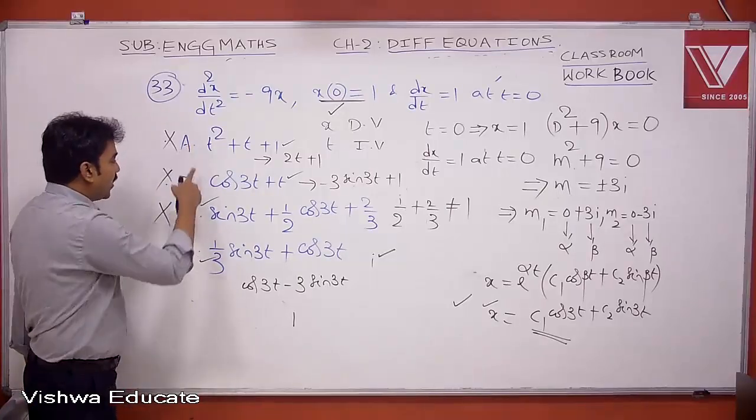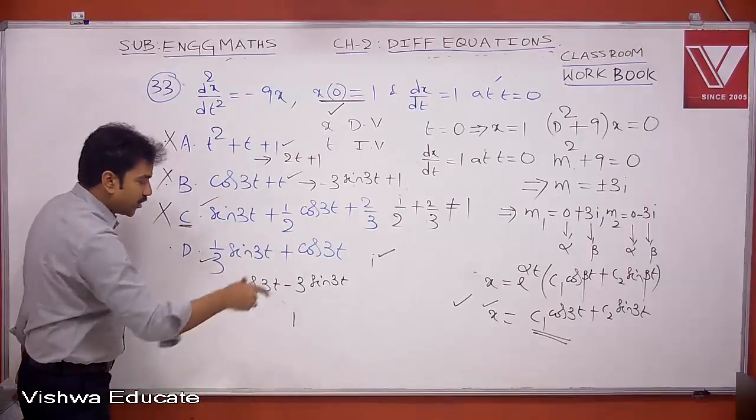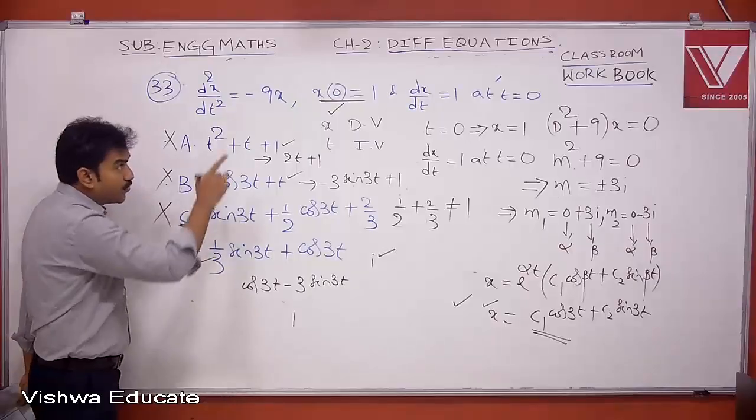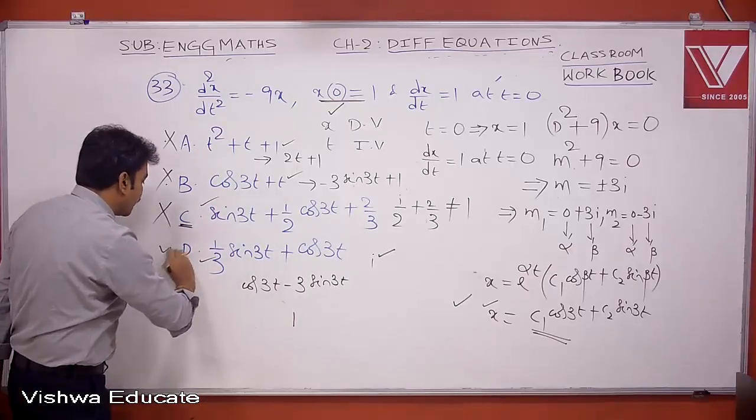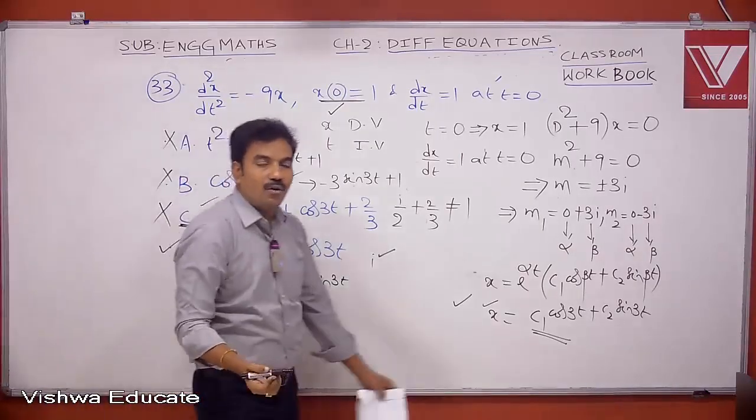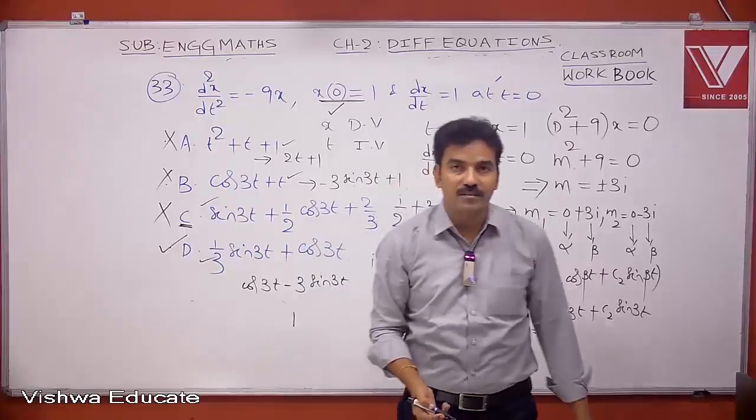Therefore A is eliminated, B is eliminated by the general solution, and C is eliminated by using the first boundary condition. So the answer is D. You need not find the constants C1 and C2 also. Right? Note this.